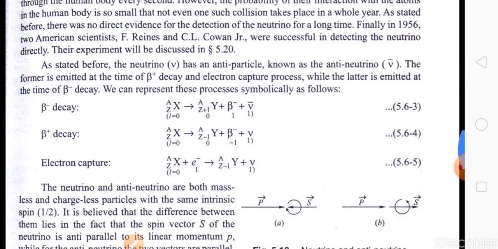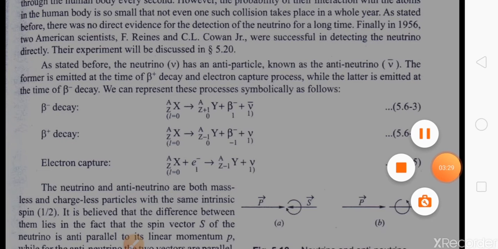So see, as stated before, the neutrino and its antiparticle. In the universe, every particle has its antiparticle. So neutrino and antineutrino: the former is emitted at the time of beta positive decay and electron capture process, while the latter is emitted at the time of beta negative decay. So we can represent these processes symbolically as follows. See here.